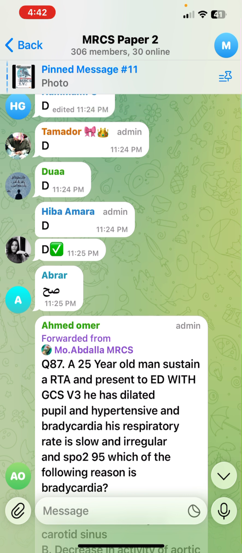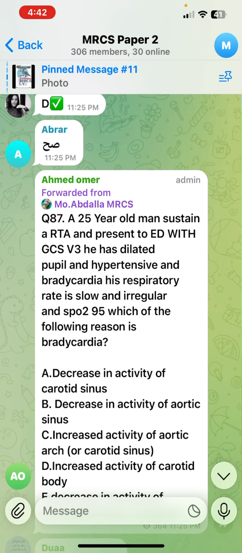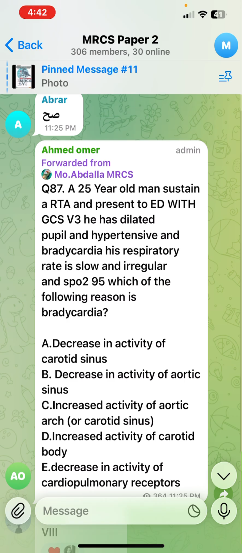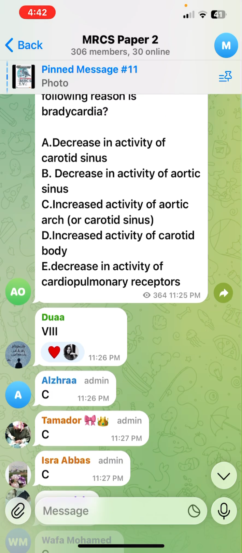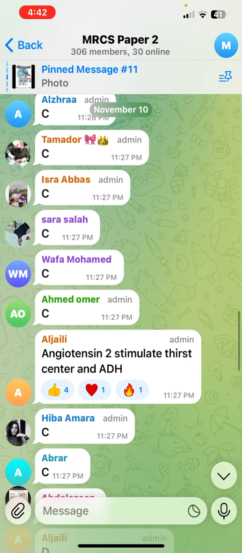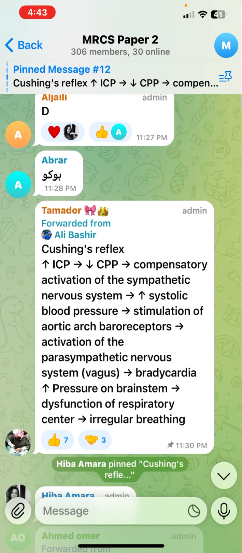A 25-year-old man sustained a road traffic accident and presents with a Glasgow Coma Scale V3. He has a dilated pupil, hypertension, bradycardia, and a slow, irregular respiratory rate. Which of the following explains the bradycardia? It is vagal stimulation. Increased intracranial pressure leads first to hypertension, with increased activity of the aortic and carotid sinuses, carried by the vagus nerve. So this is vagus stimulation. Stimulation of the aortic baroreceptors is parasympathetic.